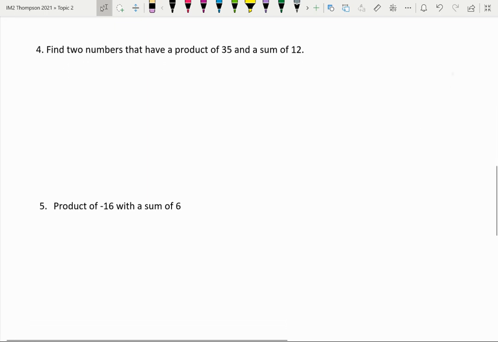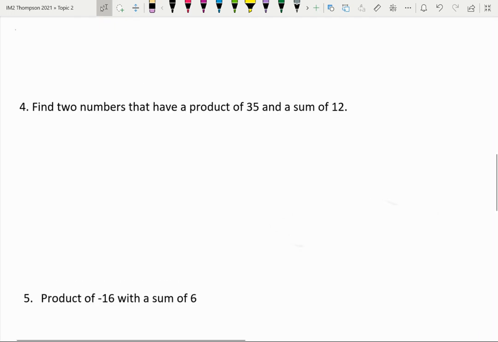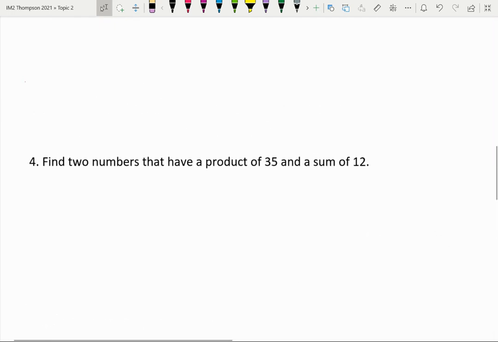I'm going to go out of order. Try number 4 first. It's a little easier than number 3. So try 4 first. We'll go out of order here. Maybe leave a space and then number 4. 4 says find two numbers that have a product of 35 and a sum of 12.